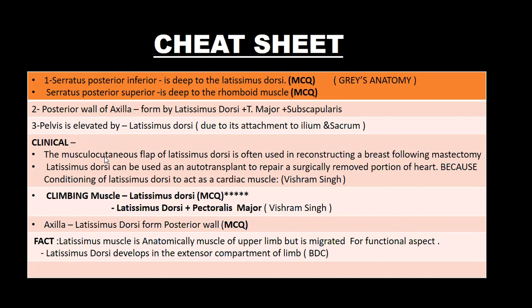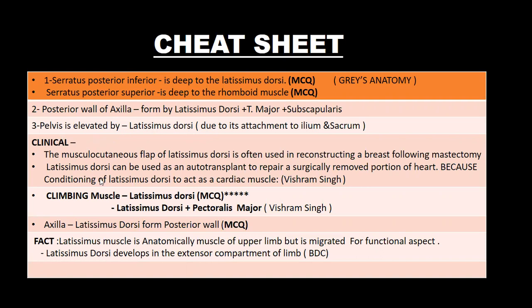Coming to the axilla, which is a part of our upper limb. When we talk about the axilla, the posterior wall of the axilla is formed by latissimus dorsi, and since we are studying latissimus dorsi, I have mentioned it here. Then there are teres major and subscapularis. The examiner usually asks this question in competitive exams. So just memorize the posterior wall of the axilla contents: latissimus dorsi, teres major and subscapularis. I have mentioned them here to make it easy for you all.